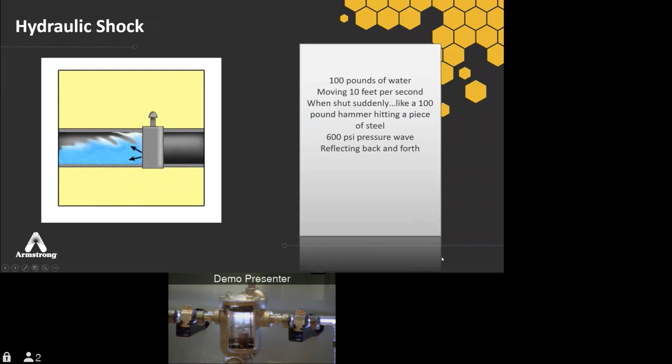And what happens is if you quickly shut a valve, that water that's moving is going to hit that valve, and it's going to create a pressure wave that's going to reflect backwards and hit whatever is behind it. And if that pressure wave hasn't dissipated, it'll keep reflecting back and forth until it's gone. And to give you a quick example here on the right, you have water moving at 10 feet per second, which is about 7 miles per hour, and you quickly shut a valve, it can create up to a 600 psi pressure wave.